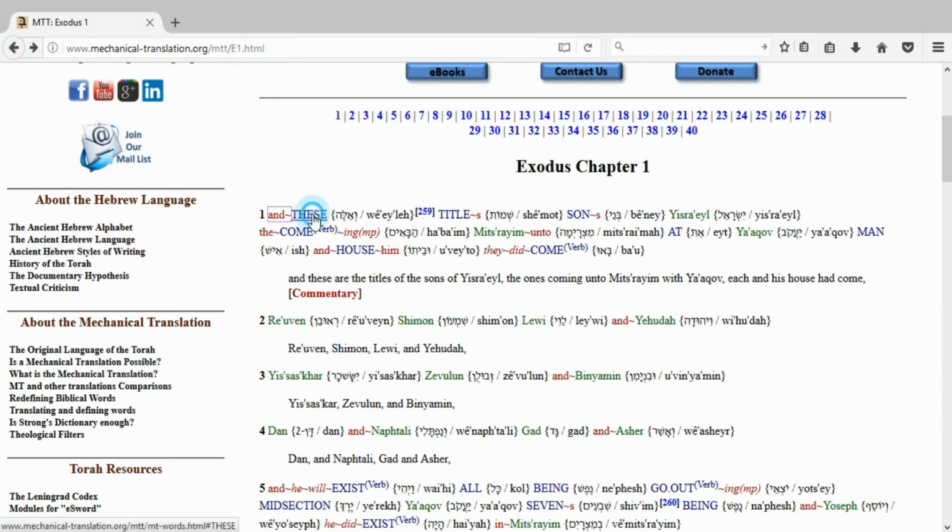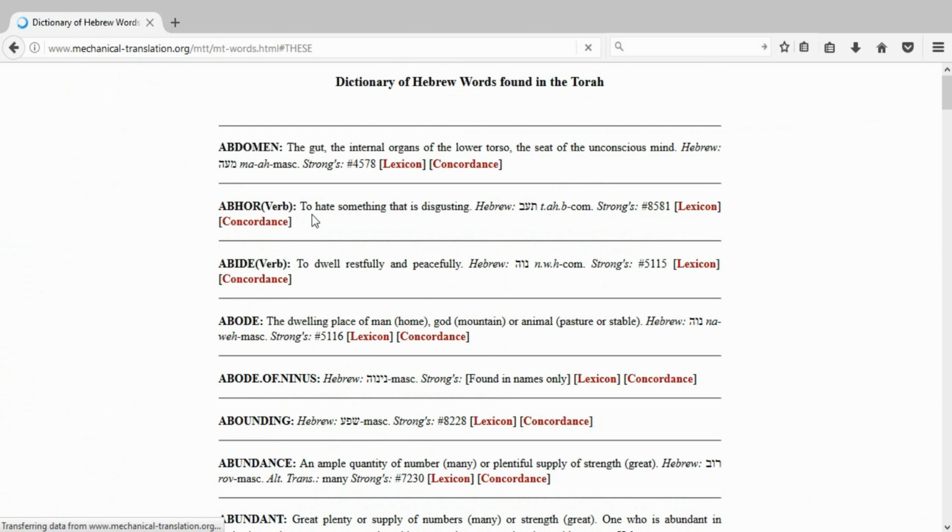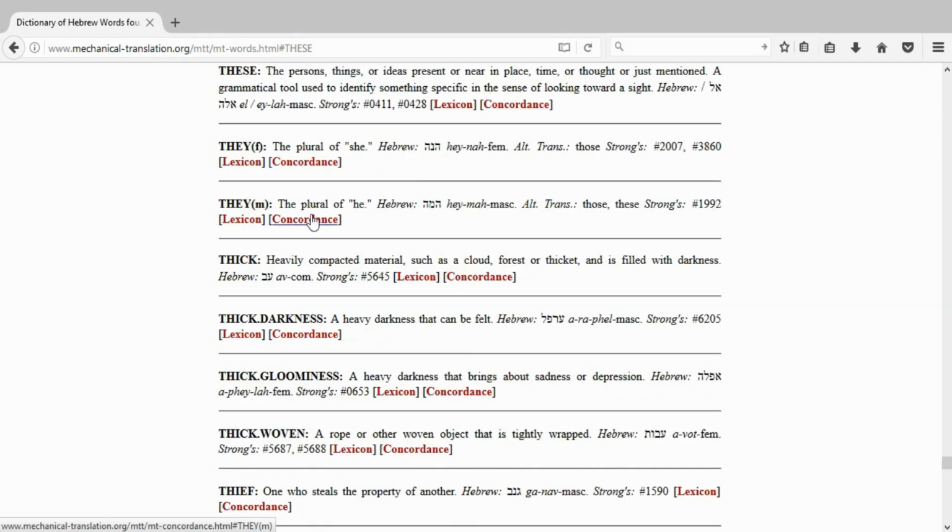So here we can click on "these," which takes us to the dictionary of Hebrew words found in the Torah. And this will take a few seconds. It is a large file, so it's going to take a couple of seconds to get there. And here we are, "these." It gives you the definition of this word, provides you the Hebrew, which is el or ela, and the Strong's numbers identified with this word. Then we have a link to the Lexicon and to the Concordance.